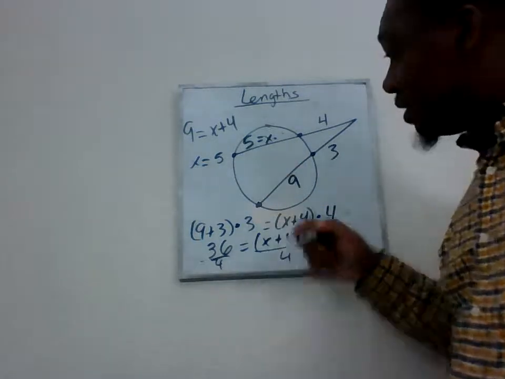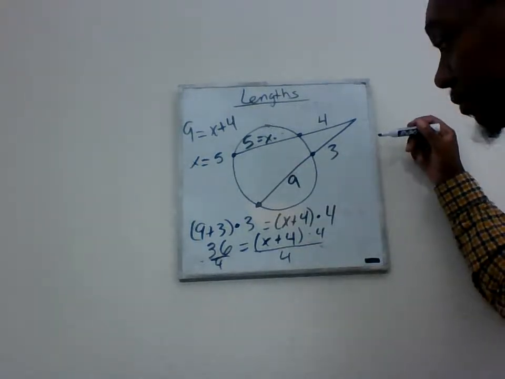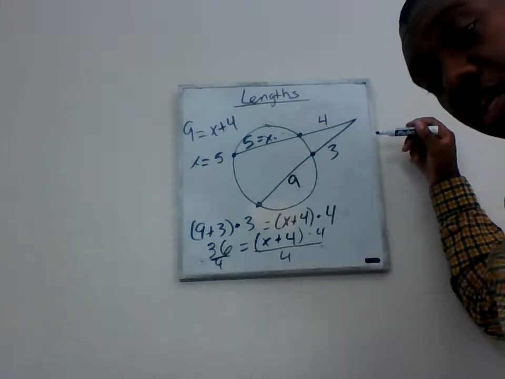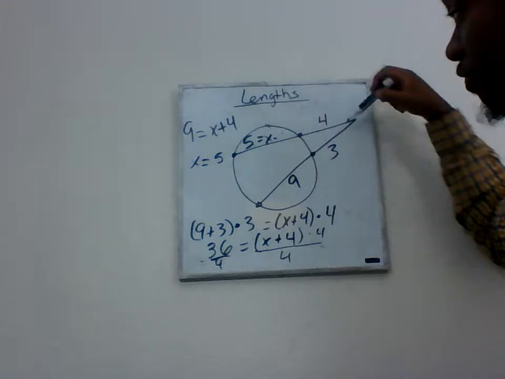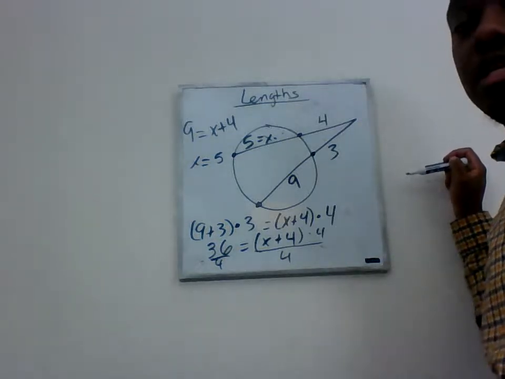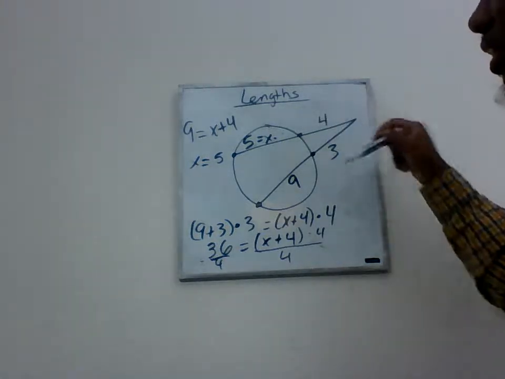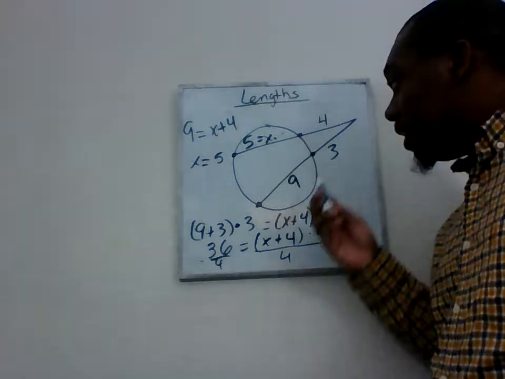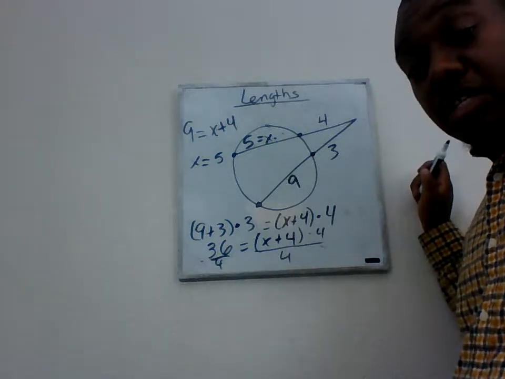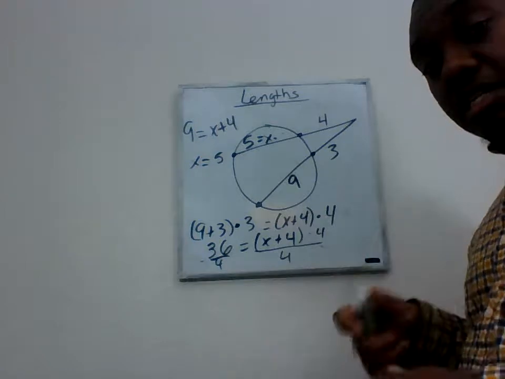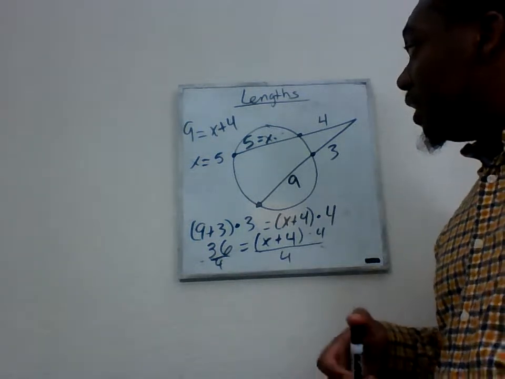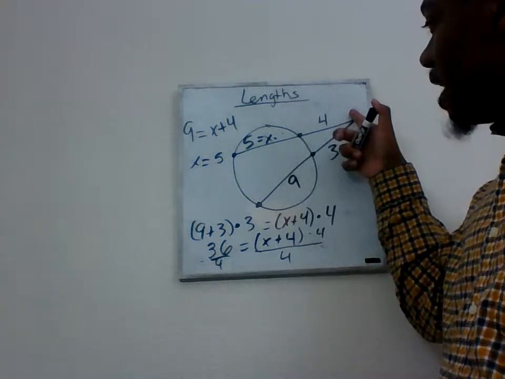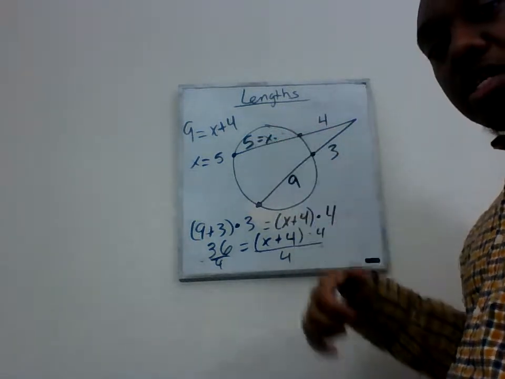Well, let's see if that makes sense. 12 times 3 equals 36. 9 times 4 also equals 36. So this has to be sound. It makes sense. It equates as it should based off what we said about the intersection of lines outside of a circle. So if we knew how much is outside of it, we could easily find this chord inside.